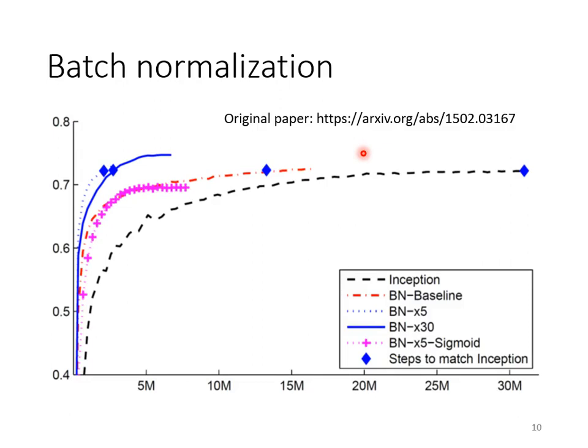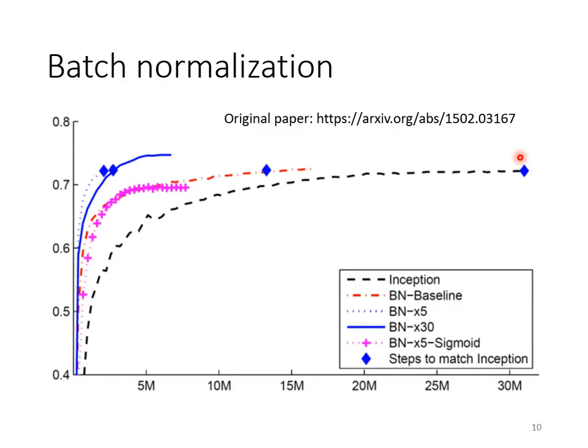Okay, this is a result extracted from the original paper. This horizontal axis represents the training steps. This vertical axis represents the accuracy on the validation set. The black dashed line is the result without using batch normalization. It uses the network called Inception. It's a certain kind of network architecture, also based on CNN. Anyway, the black dashed line represents the result without using batch normalization.